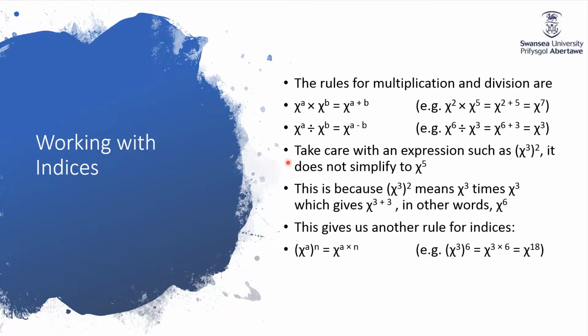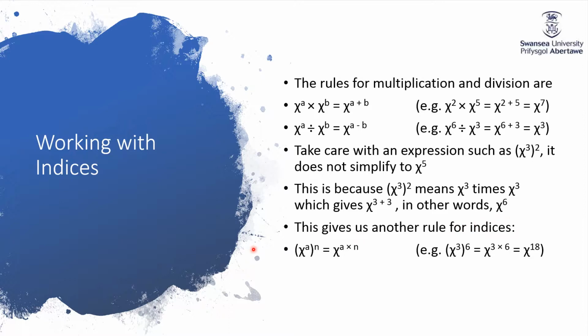Take care with an expression such as x cubed all squared. It does not simplify to x to the power of 5. This is because x cubed all squared means x cubed times x cubed, which gives x to the power of 3 plus 3, in other words, x to the power of 6.